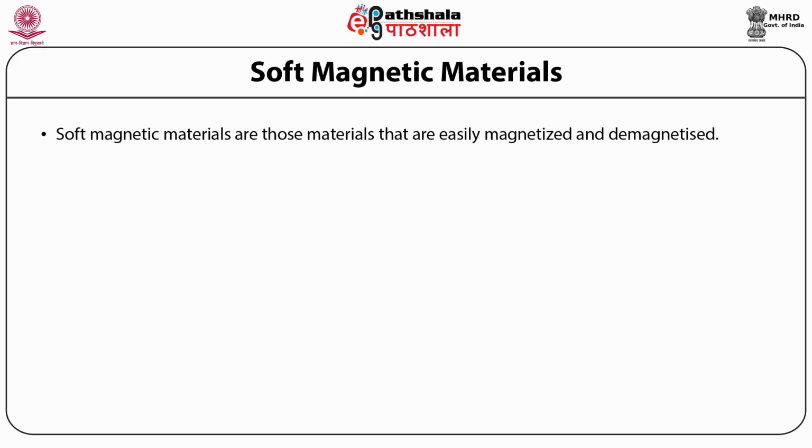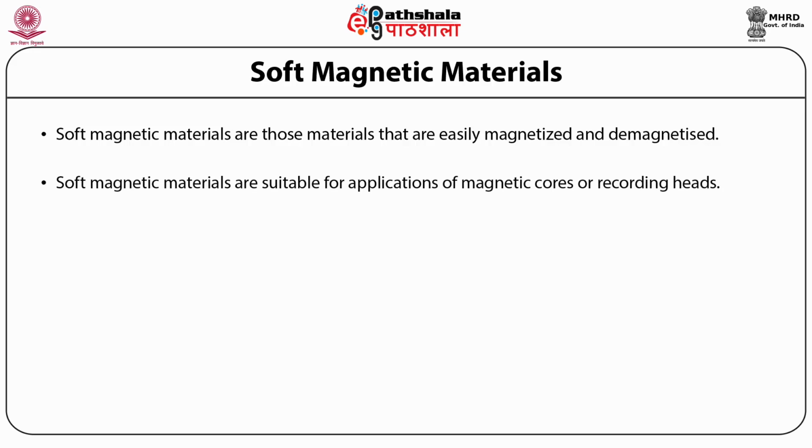Soft magnetic materials are those materials that are easily magnetized and demagnetized. In other words, when domain walls can easily migrate, the ferromagnetic material can be easily magnetized at low magnetic field, and this type of ferromagnetic material is called soft magnetic material. Soft magnetic materials are suitable for applications of magnetic cores or recording heads.